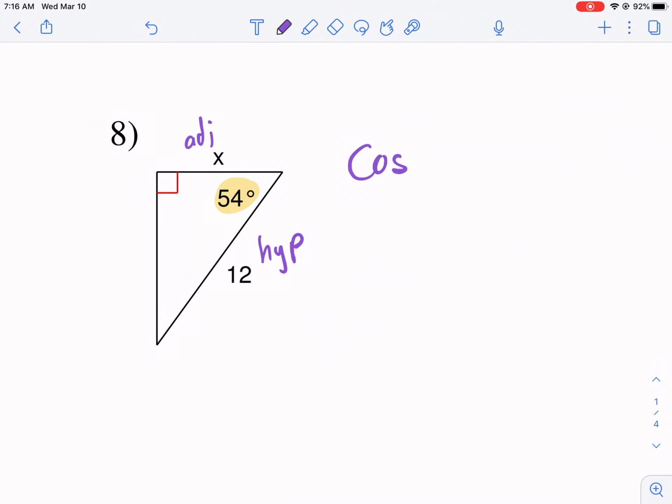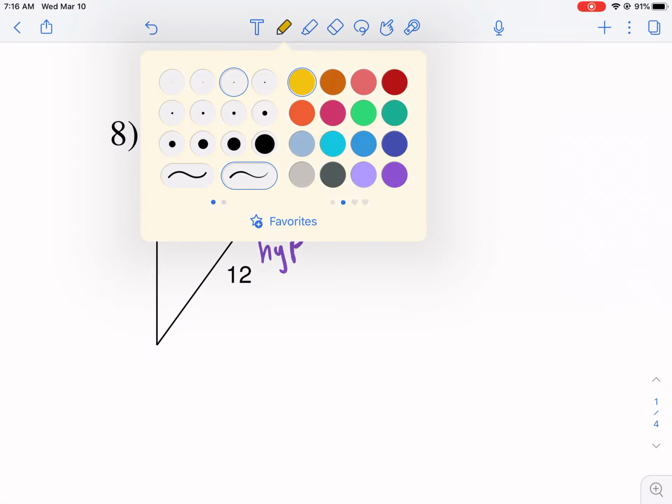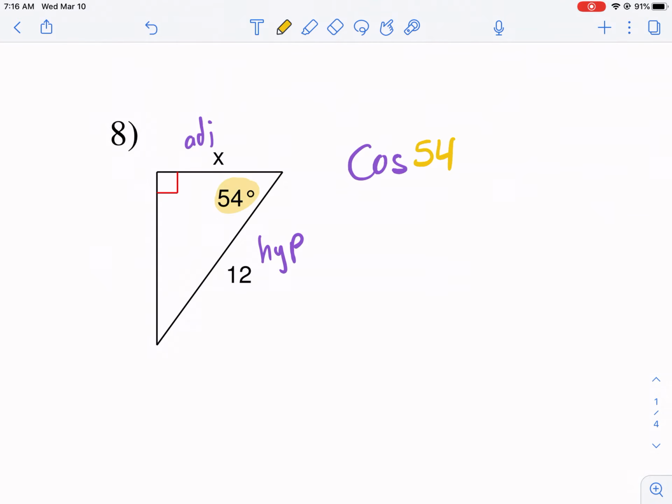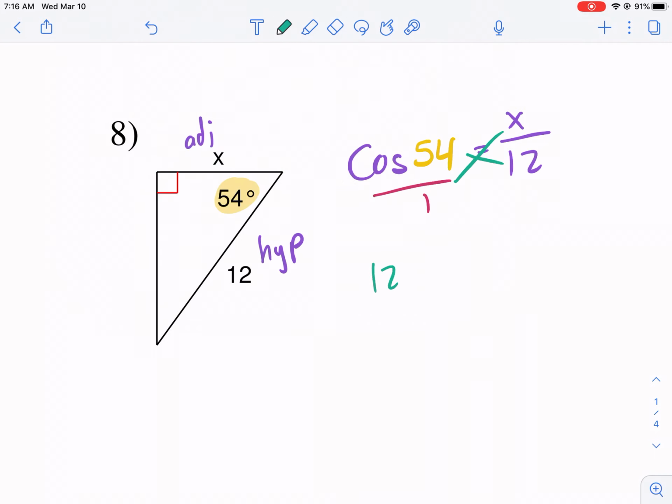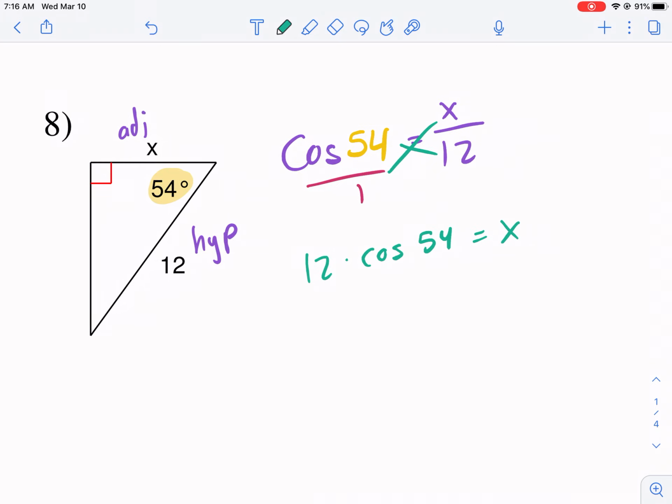So cosine of 54, I'm going to go a little bit quicker this time, 54 is going to be equal to x over 12, adjacent over hypotenuse. I'm going to put this over 1, and I'm ready to cross multiply. So I'm going to cross multiply here. I get 12 times cosine 54 equals x times 1, which is x. So this one's easy. I don't have to divide anything. X is already by itself. And now I just do 12 times cosine of 54 degrees.